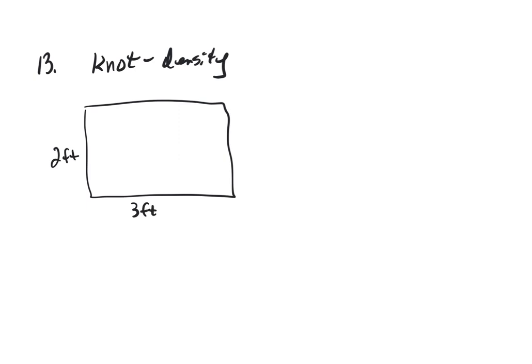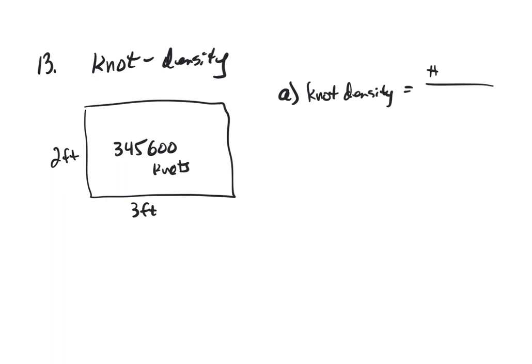And it says it has, in its creation, 345,600 knots. Okay? So letter A says, find the knot density per square inch. So this is going to be knot density, and that's going to be the number of knots divided by the area of the rug. Okay, so they tell us the number of knots, 345,600. But the problem says they want the area in terms of square inches.